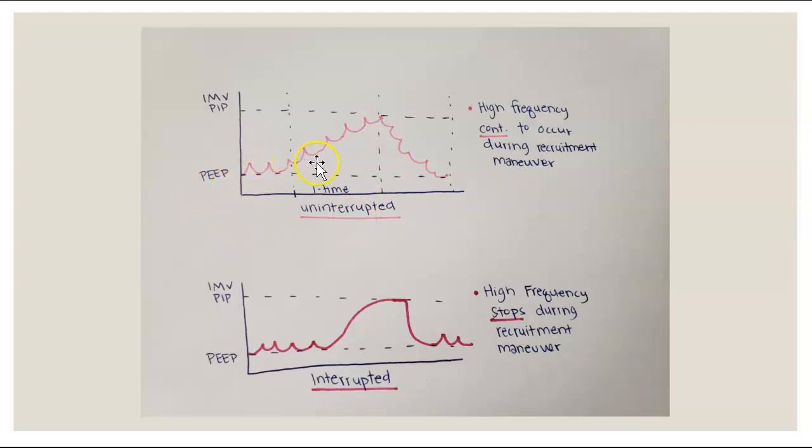Uninterrupted, we are continuing to give that high frequency ventilation while we have that recruitment maneuver. Interrupted is, it will deliver that high frequency breath, and then same I-time, same PIP. It's just one continuous flow up and down. So that high frequency stops for an interrupted. Again, I very rarely will use it, if ever. Most babies that I have personally worked with can tolerate uninterrupted.